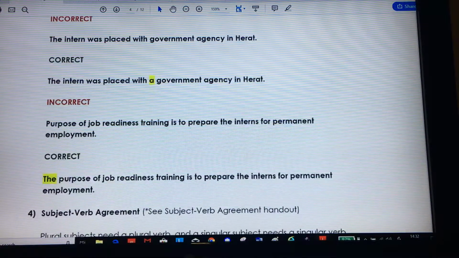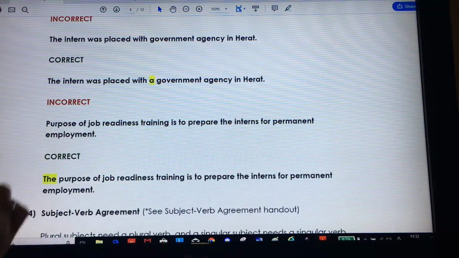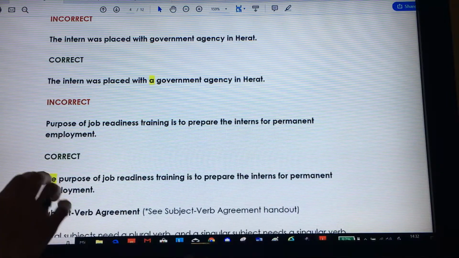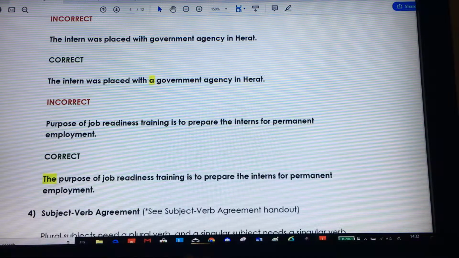And here's another one. "Purpose of job readiness training is to prepare the interns for permanent employment." We need a definite article on that. "The purpose of job readiness training is to prepare the interns for permanent employment." So the worksheet or the guide that I've given you on article use should explain what situations you need to be using articles and in what situations you need to be leaving them out.